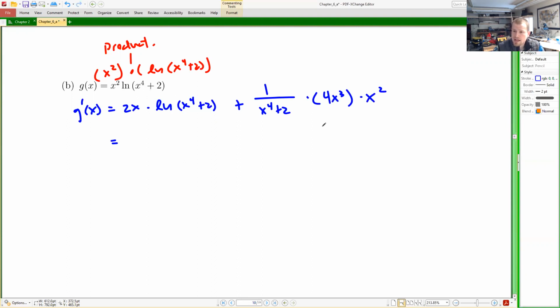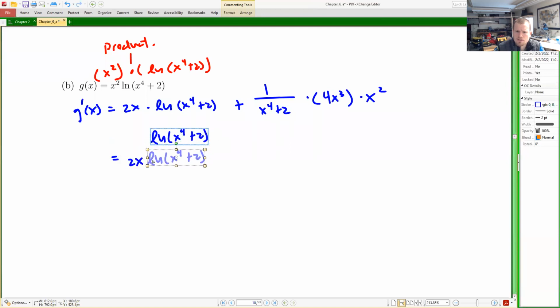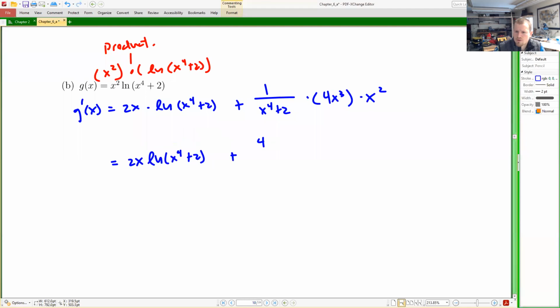All right, so once I have that, I just need to do a little bit of simplification. So I've got 2x times the natural log of x to the 4th plus 2. And then over here, so I'm going to move this down a little bit just to get a little extra room. I have a quotient, and the numerator is 4x cubed times x squared, or simply 4x to the 5th, divided by x to the 4th plus 2. Excellent. So that's it, right? We took the derivative. This is g prime of x.